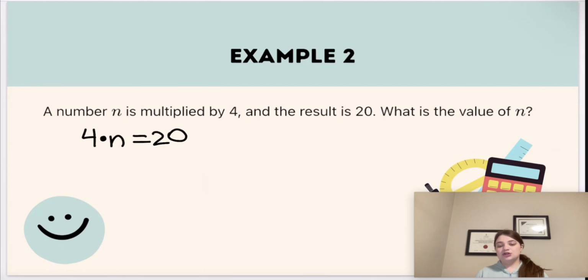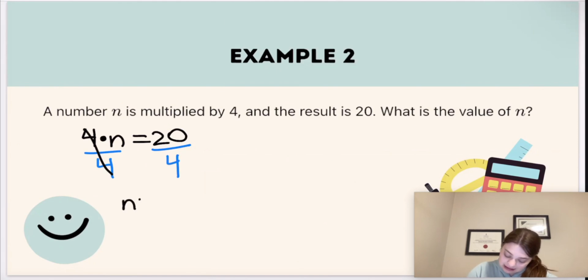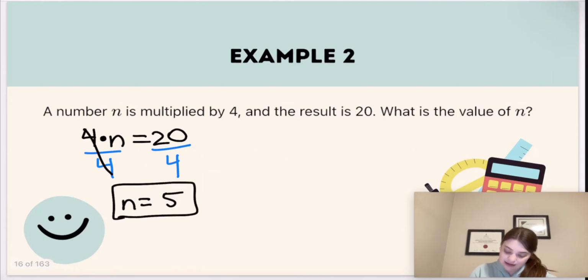Or the other way we could do it is we could do the inverse operation of multiplying by 4. How can we undo the multiplication of 4? We can divide by 4. So if I divide by 4 on both sides, these cancel, and then we have n is equal to 20 divided by 4, which is indeed 5. So therefore, the value of n is equal to 5.